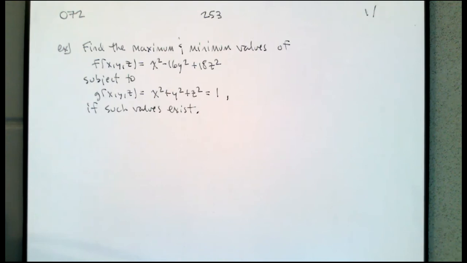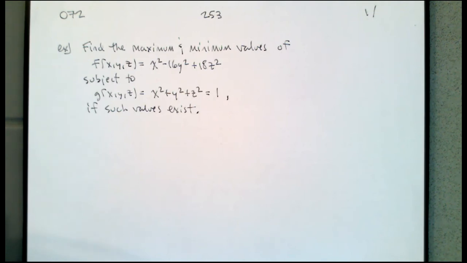Let's take a look at our problem for today. I want to find the maximum and minimum values of the function x squared minus 16y squared plus 18z squared, subject to the constraint x squared plus y squared plus z squared equals 1, if such values exist. Always a great result in math class, trying to solve a problem, and there might not be an answer. Fun times in math class.